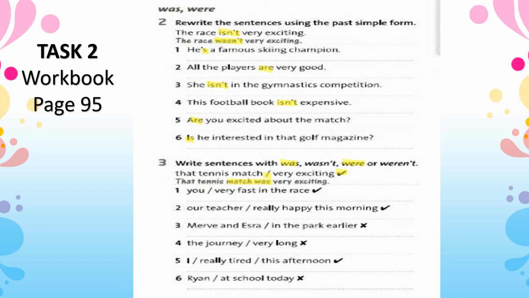So read carefully number 1 until number 6. You have to look at the subject. Number 1, you. Number 2, teacher. Number 3, you have Mary and Ezra. Number 4, you have Journey. Number 5, I. And number 6, Ryan. You have to know whether it's singular or plural. Only then can you use was or wasn't, were or weren't.